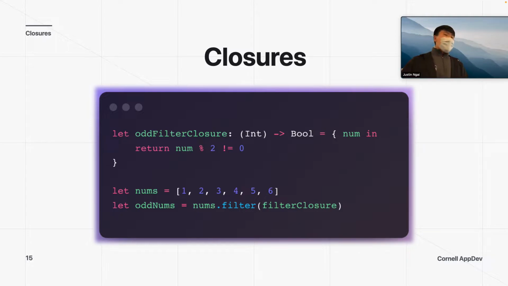So here's an example. Say I have this odd filter closure that takes in an integer and returns a Boolean. What it does we can see based on this num over here. It says num in, and then it says return num, that's the modulo sign, hopefully you've seen that before, modulo 2 does not equal 0. What that means is that if the number is odd, return true. If that number is even, return false. Since it takes in an integer, returns a Boolean. And we can pass in this closure as a parameter to the filter function. What it does is call our closure on every one of the numbers, and odd numbers would then be set to 1, 3, and 5. This is an example of a closure.